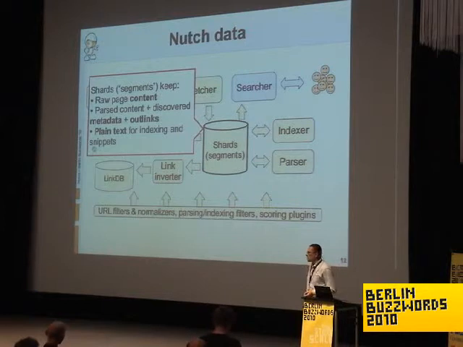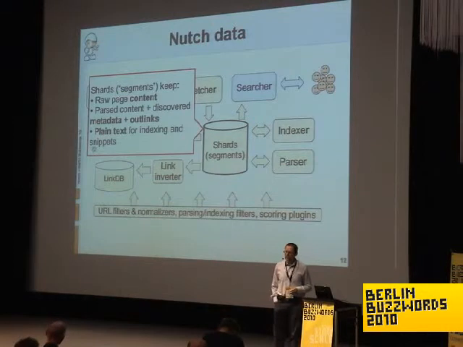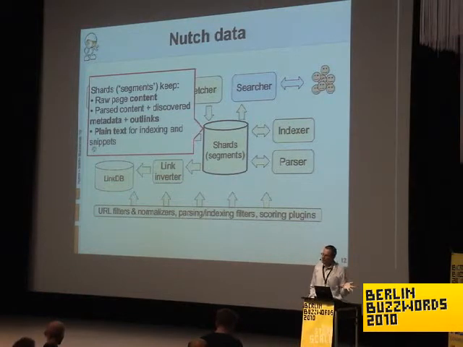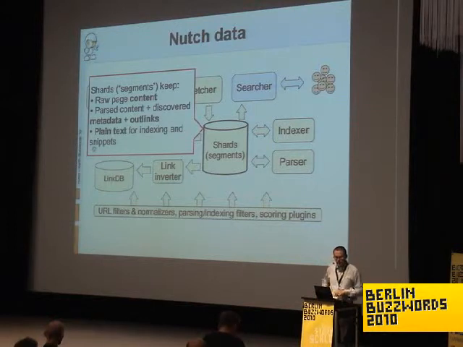Then we have the shards, or segments as they are called, confusingly, in Nutch. Shards store the downloaded content and all the artifacts that come as a result of processing this raw content. So you have plain text that you extracted from the pages, you have metadata, you may have outlinks, of course, and you have other stuff that maybe you pulled from other databases or other sources.